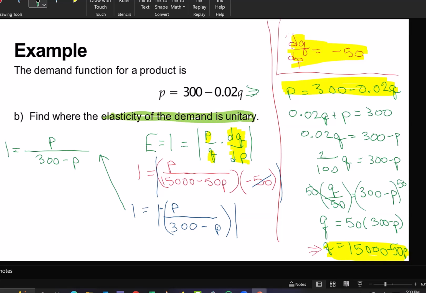I multiply both sides by 300 minus P. Well, that times 1 equals 300 minus P, and it will cancel this denominator. So this equals P. Add P to both sides, 2P, and I get P equals 150. The perfect price where the elasticity is 1 and is unitary is $150.